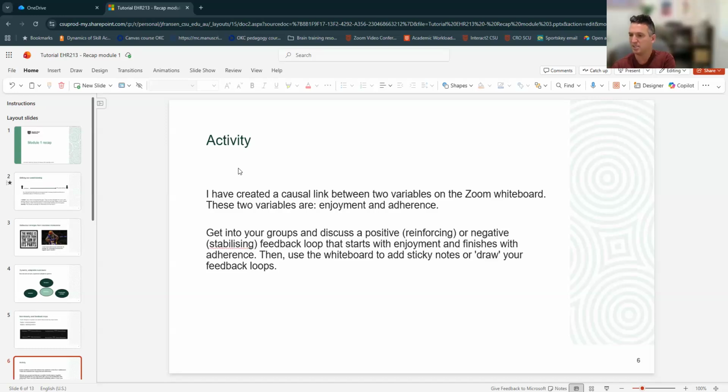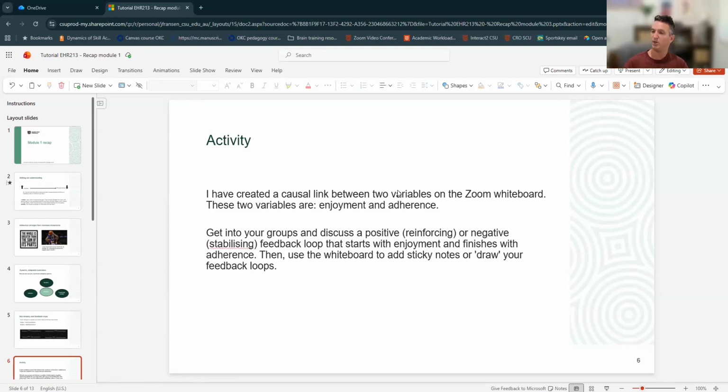I know that sometimes it's easier to talk when I'm not there. So I want you to get in your groups for about 5 minutes and discuss some positive or negative, so reinforcing or stabilizing, feedback loop that starts with enjoyment and finishes with adherence. And then hopefully, if I got it right, I'll be able to share the whiteboard with you later.